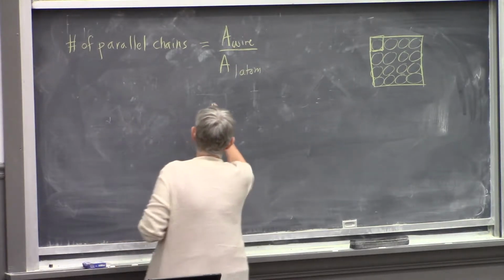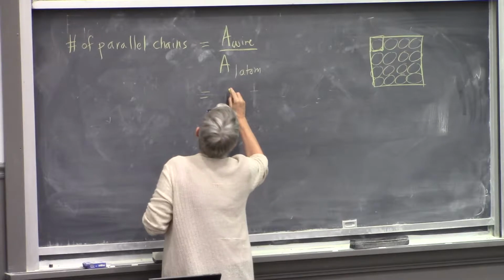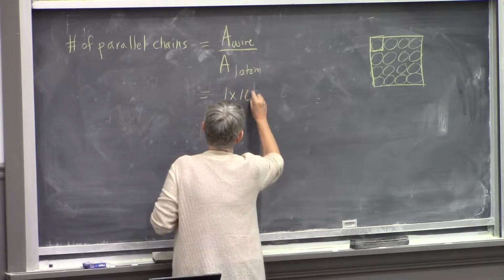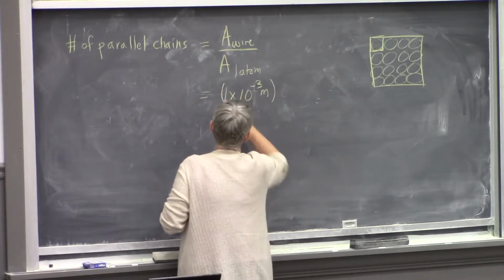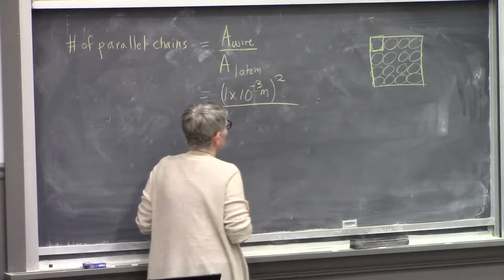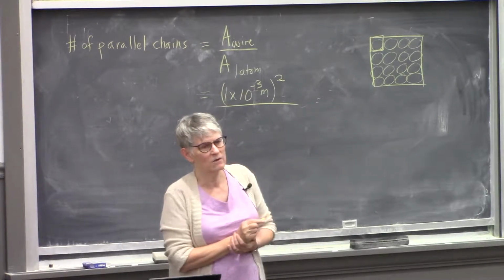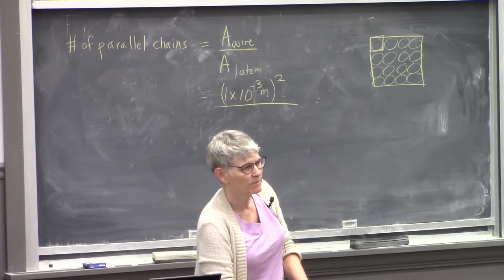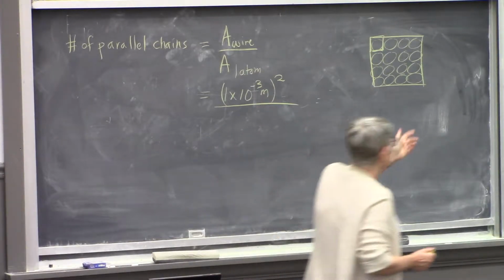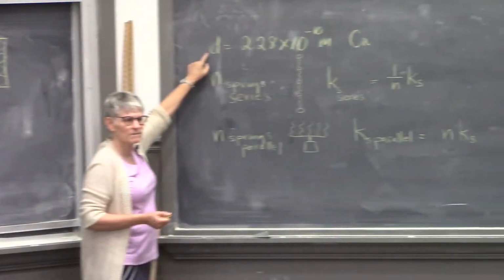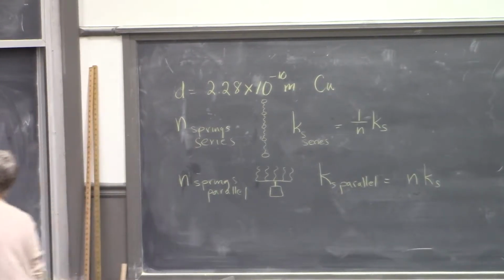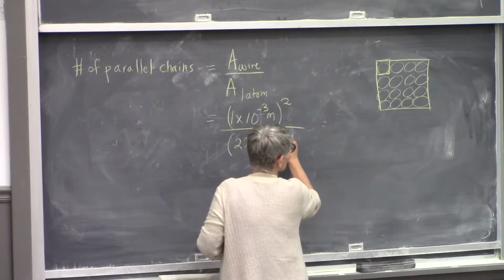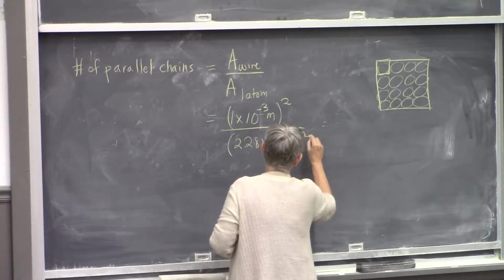And so that's just, we said it was 1 millimeter by 1 millimeter, right? So 1 times 10 to the minus 3 meters squared divided by, what are we going to use for this area of an atom? So we're talking about squares, we're just going to square that, right? So 2.28 times 10 to the minus 10 meters squared.